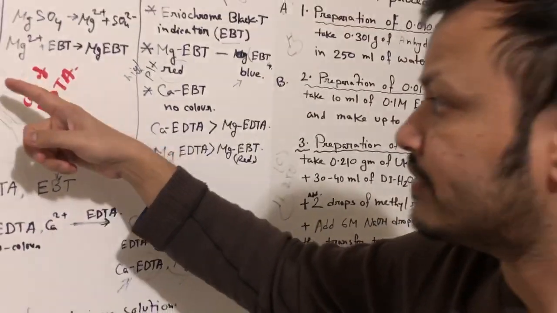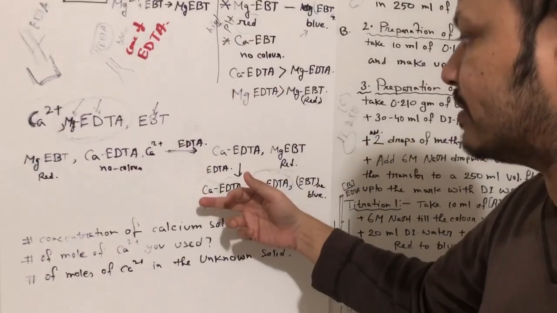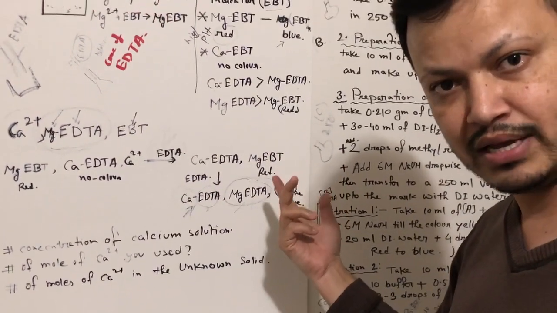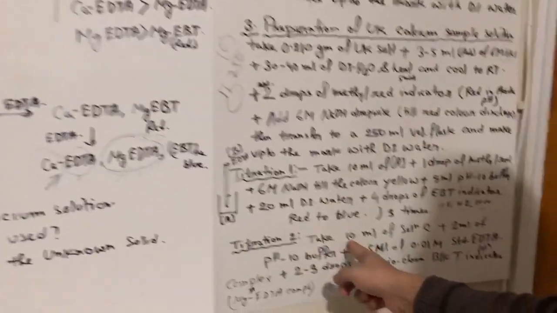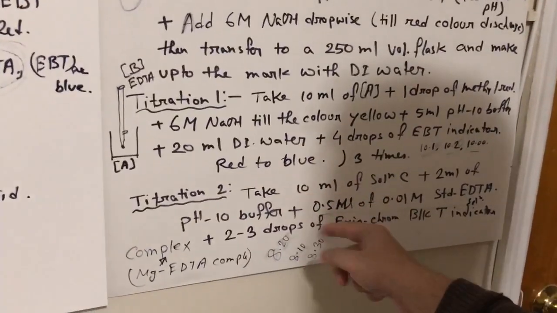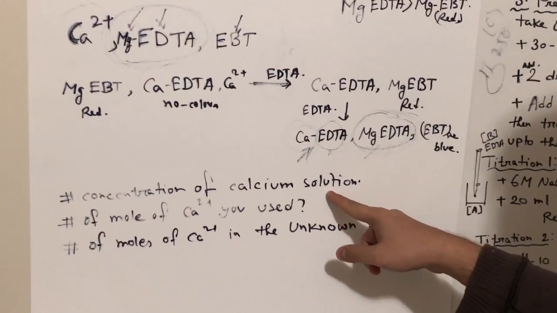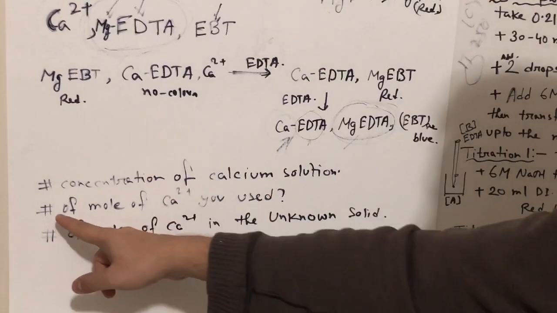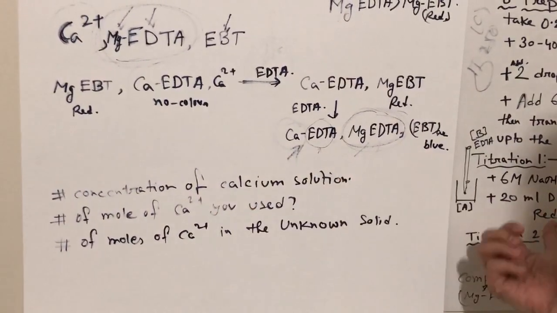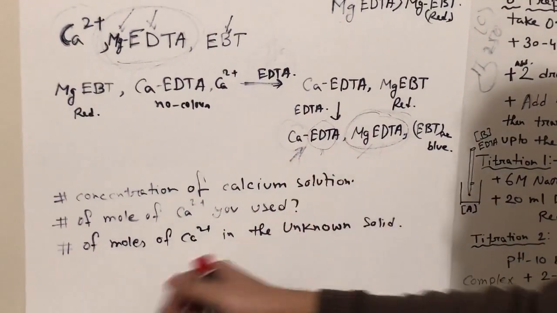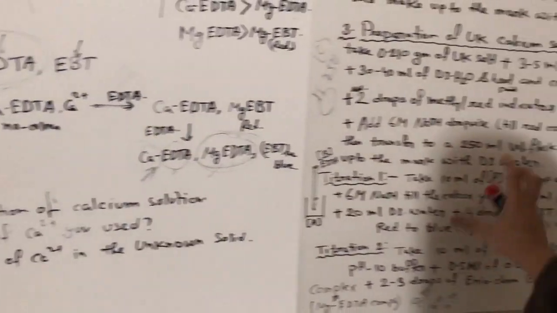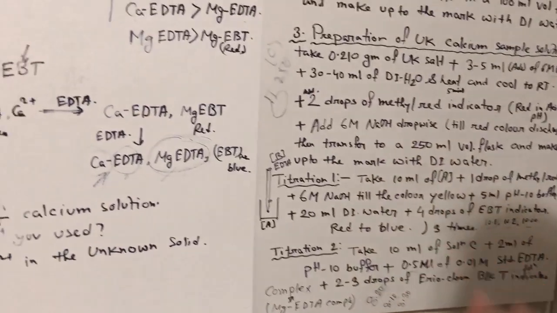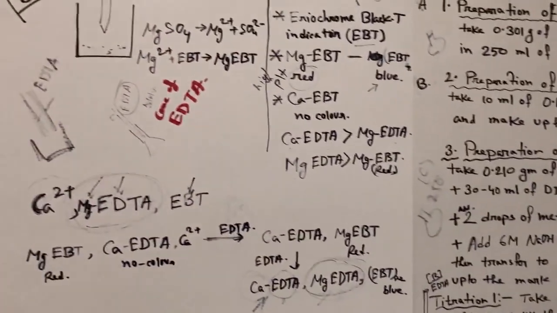If you know the number of moles of EDTA, you can easily know the number of moles of the calcium. And since you have taken 10 ml of this unknown solution, you can easily find out the concentration of the calcium solution. Then you can easily find out the number of moles of calcium in your whole unknown solid. So this is actually the principle of today's lab.